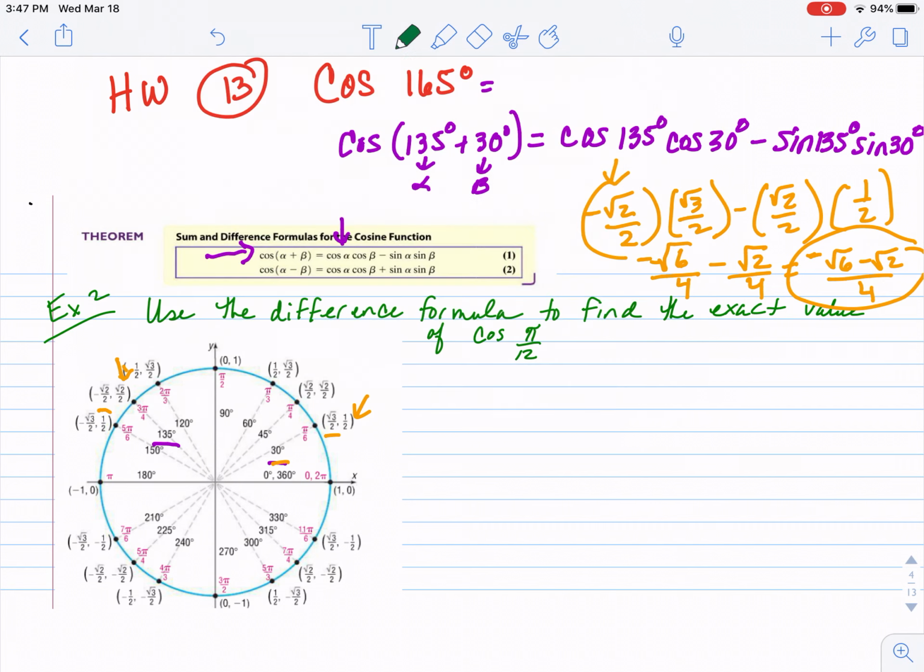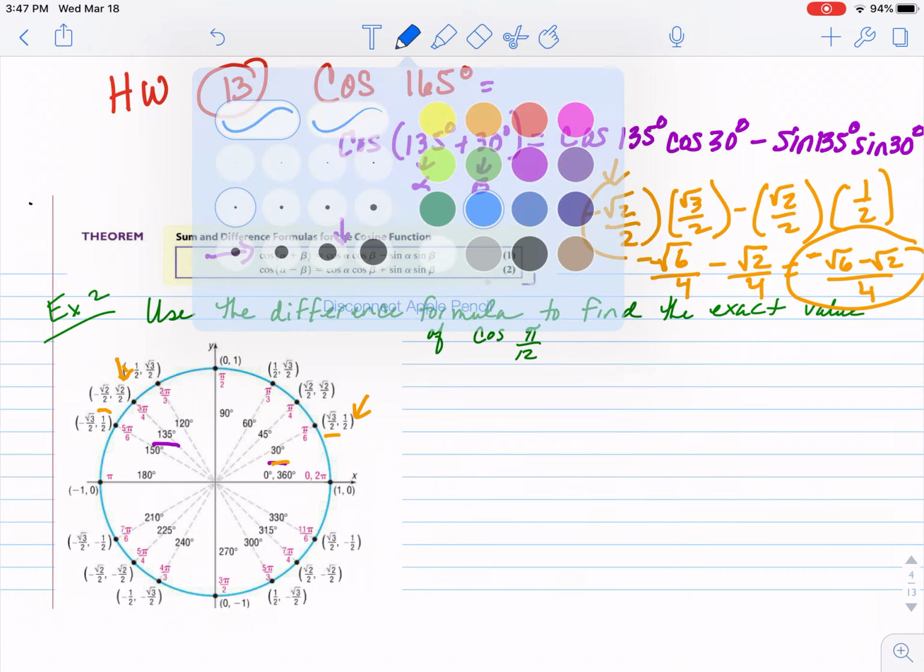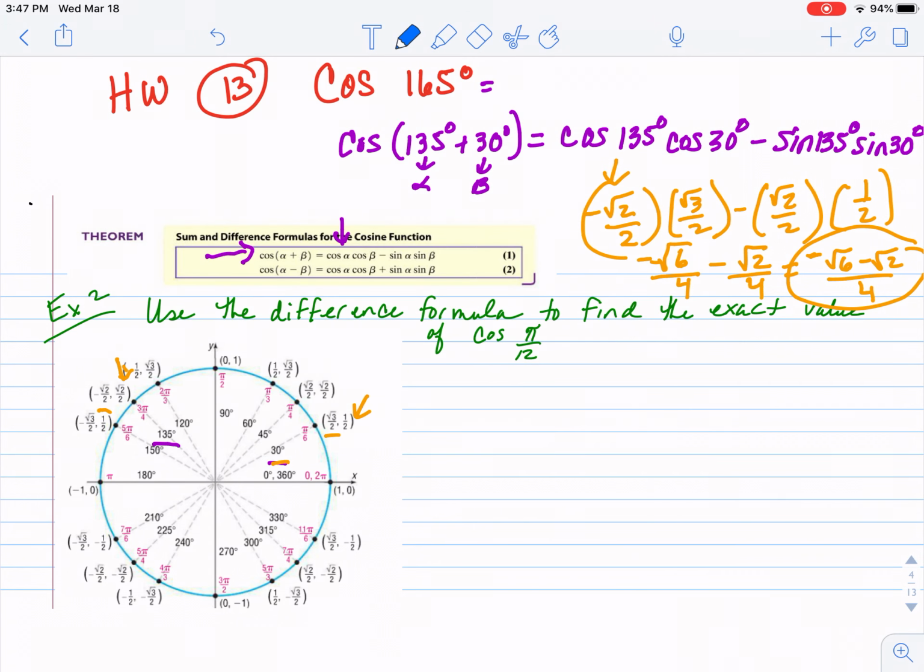So now we're going to move on to the next thing, right here. This is when we are starting to do the same thing, but in radians. So look at this. This is the cosine of pi over 12. I don't see any pi over 12 on this unit circle. So instead, I'm going to come up with two things that add together that make up pi over 12. Or they subtract.